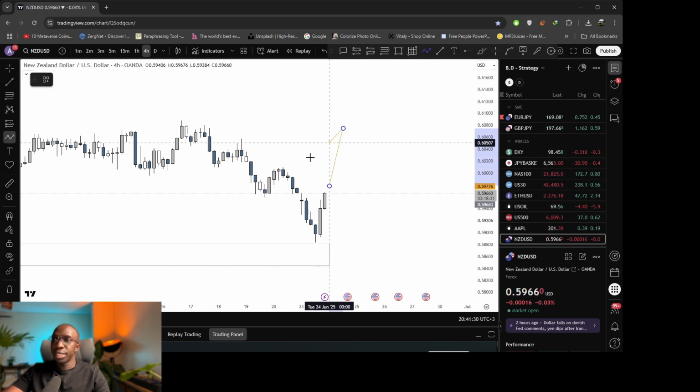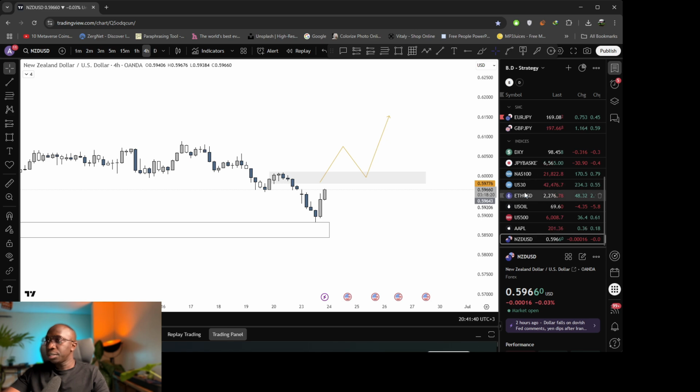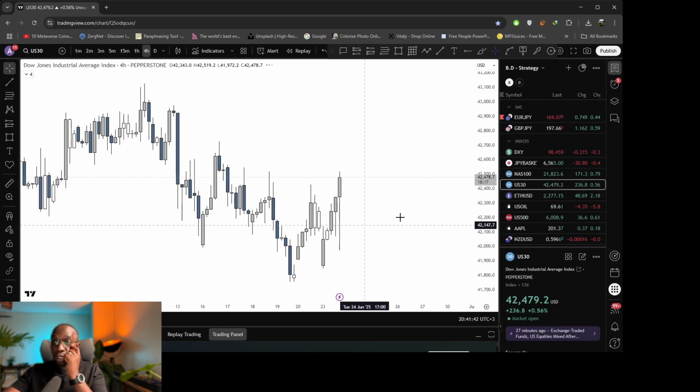Clear break to the upside. We take out these highs, come back and retest that level, and then continuation buys. I think that's what I'd be looking for if I'm trading NZD USD at this point in time. Got a request for US 30 as well.